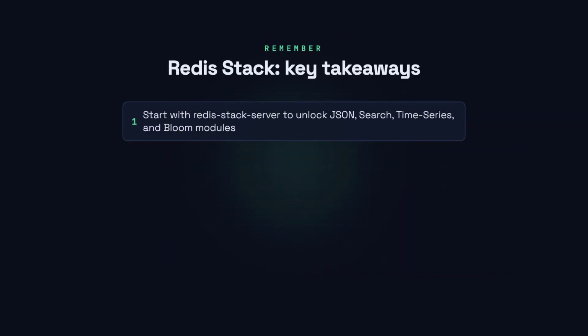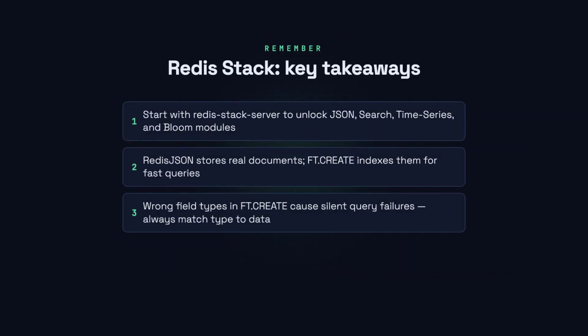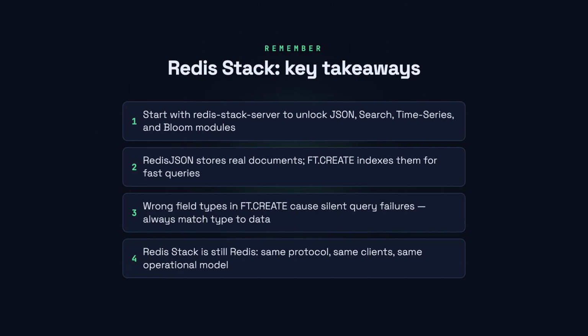Redis Stack gives you a multi-model database without changing your client code. The most common review mistake is mismatched schema types or forgetting to create the index. Get those right, and you get the full power of search and JSON at Redis speed.